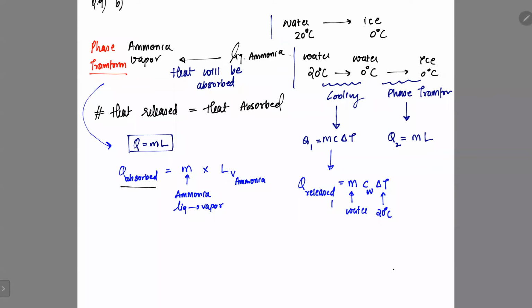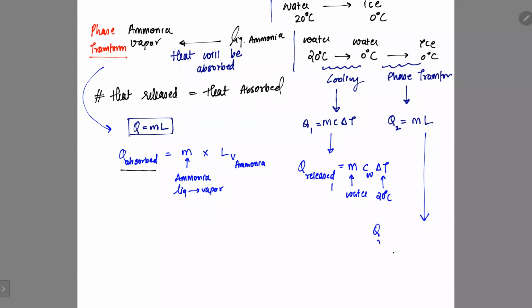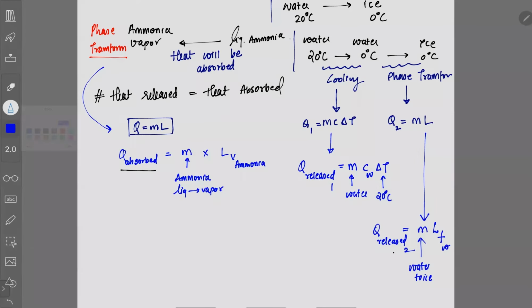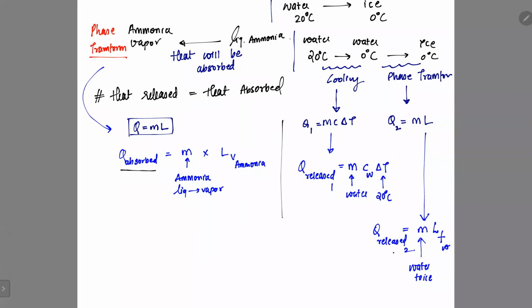And this formula can be written as Q released 2 is equal to the mass of, again, the water that converted to ice into the latent heat of fusion of ice, or latent heat of fusion of water. Do you agree with me? Great. So this is one point that we missed in the previous part.